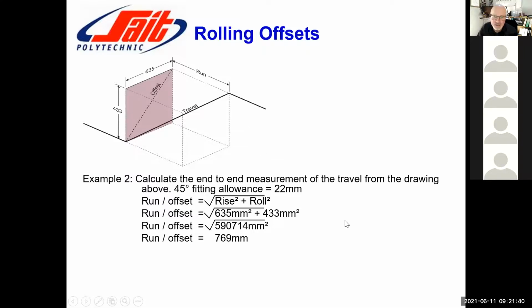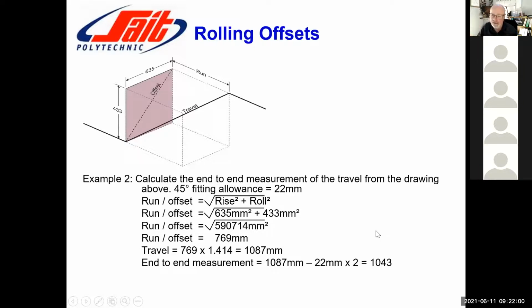And now to get the travel, we simply multiply that by 1.414. Now it says my fitting allowance is 22 mils. So I minus off 2 fittings because there are 2 45s in here. And there you go, end-to-end measurement. And that I think is on your particular copy of this PowerPoint. I'm pretty sure. Yeah, it is.